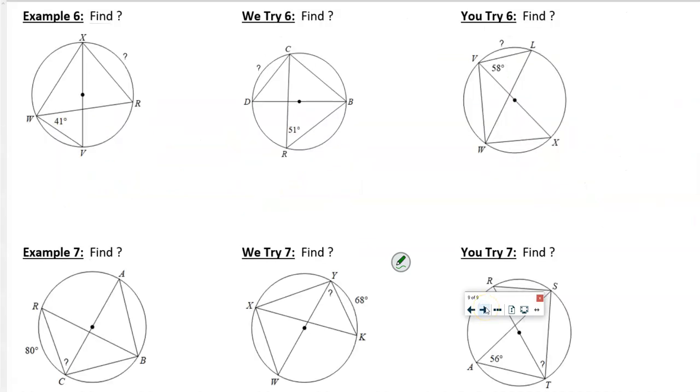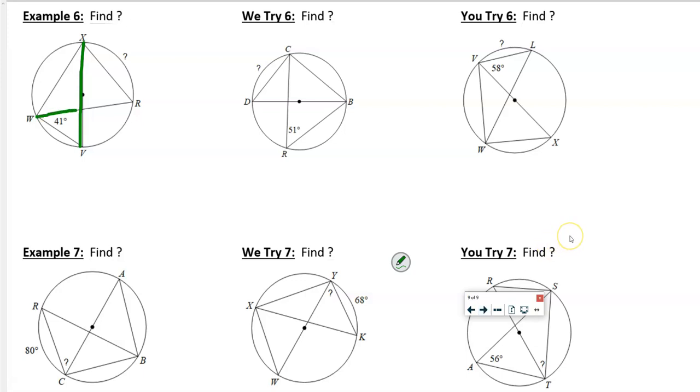All right, so let's see what's different about this next one. This one says find question mark. Now, oh, I see something a little bit different about this problem. Anybody see it? Okay, so I see half a circle here. Y'all see that? I see it cut in half. That's a diameter, right? Okay, so now let's look at this.